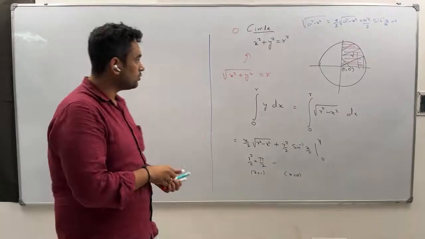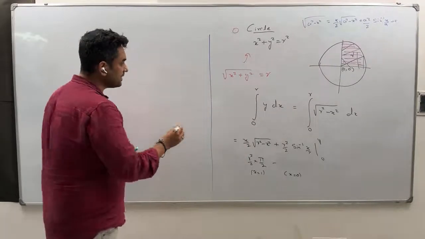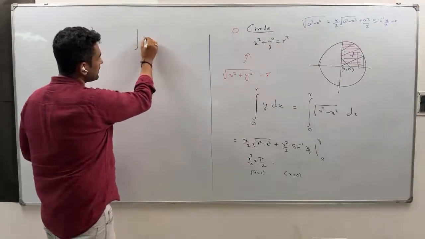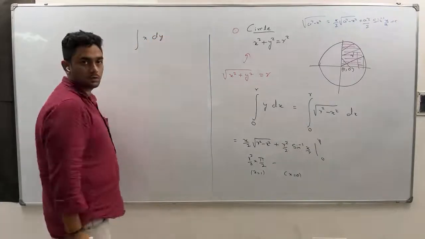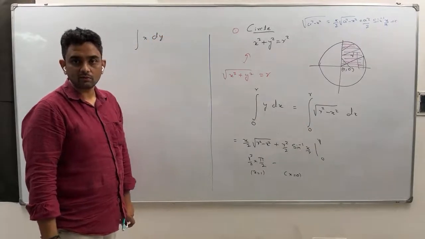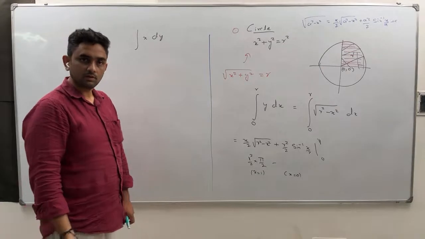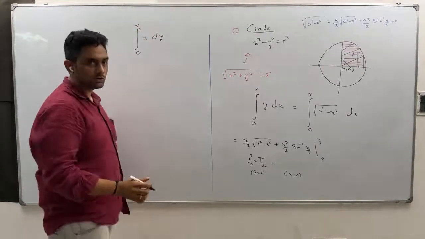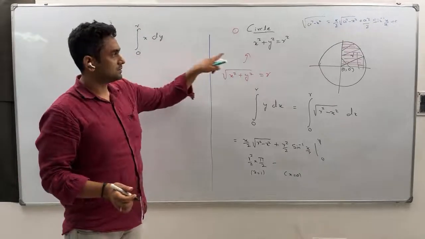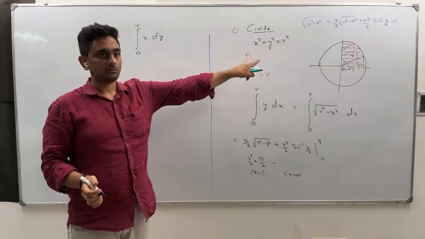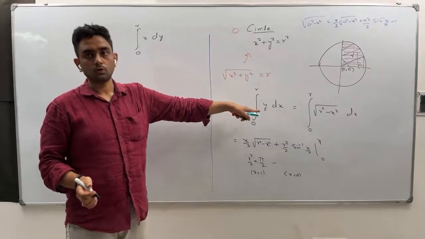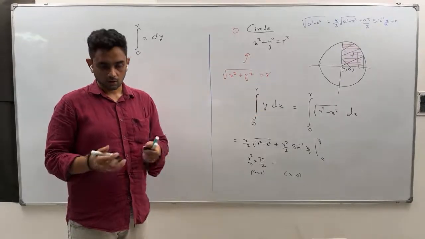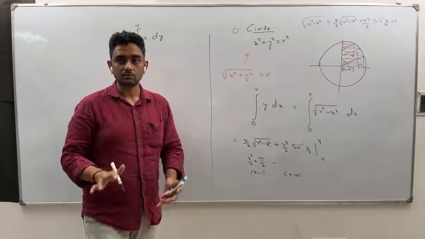So if we do, instead of this, integral of x dy, then what would have been the limit of y? Same, 0 to r. Same 0 to r. And what will be x in terms of y? Similar expression. Root over r square minus y square. That is why here it is identical.